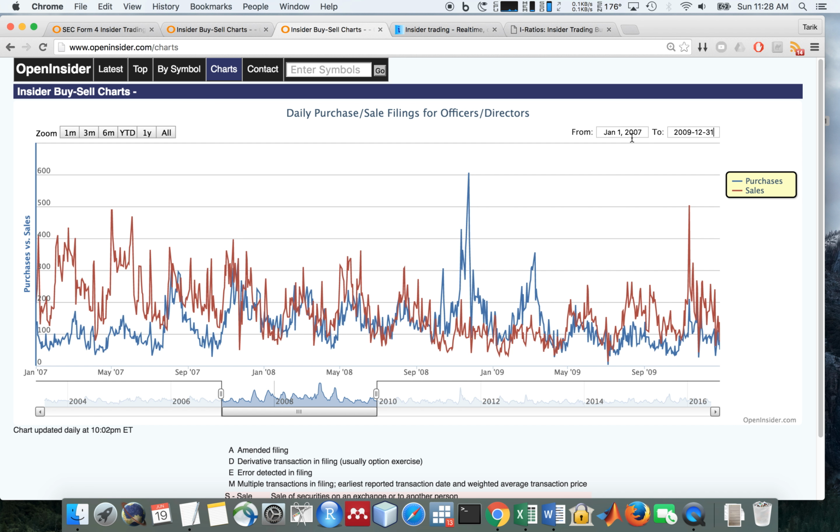I changed the dates now to January 2007 to December of 2009. So I wanted to encapsulate the financial crisis. And you can see here, in May and January, there was actually quite a lot of selling versus the amount of buying. And you can see that it started to track each other, but then you see a real disconnect here in November, late November, and then again in March. And these are the times when the market is really crashing.